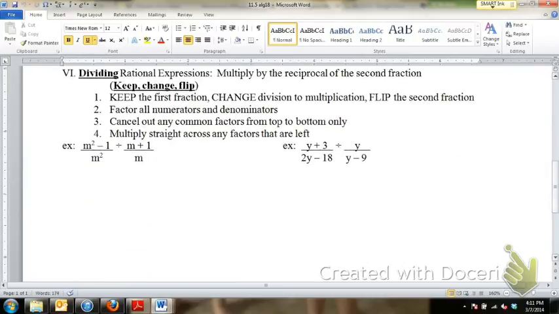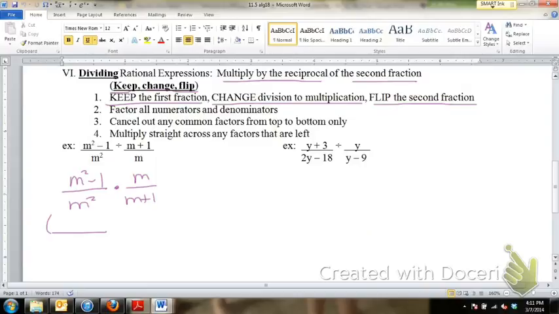Okay, so remember that when you go to divide fractions, you multiply by the reciprocal of the second fraction. So keep, change, flip. So you keep the first fraction, change the division to multiplication, and flip the second fraction. Okay? So this becomes m squared minus 1 over m squared. I leave that alone. But then I change the division to multiplication, and then I flip the second fraction. Now it's the same thing we were doing before. Now we factor everybody that we can.